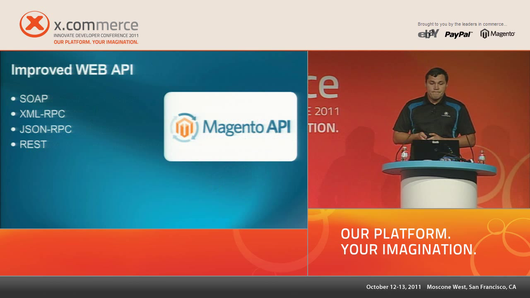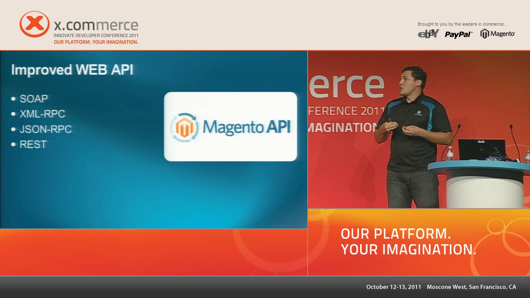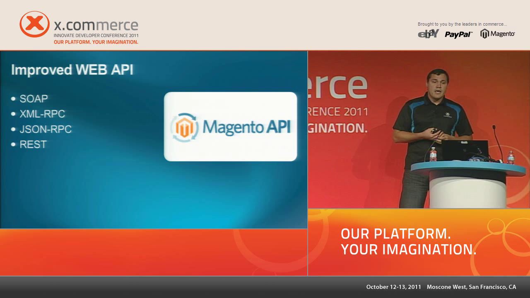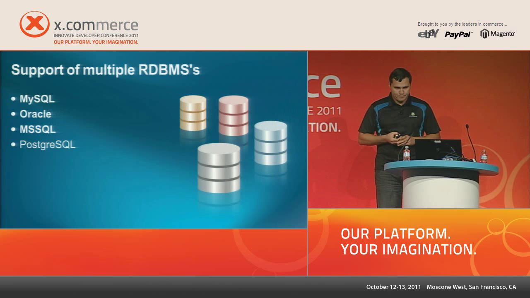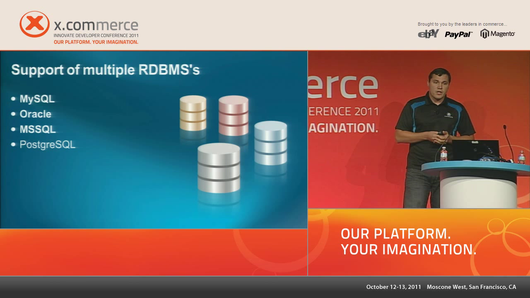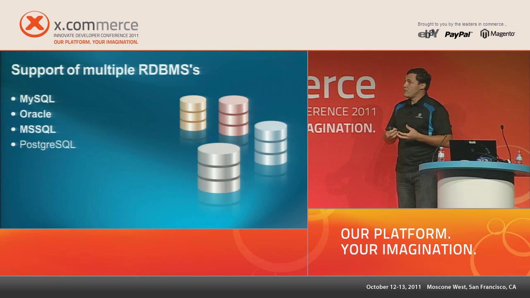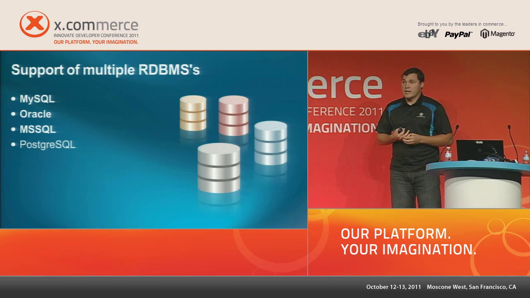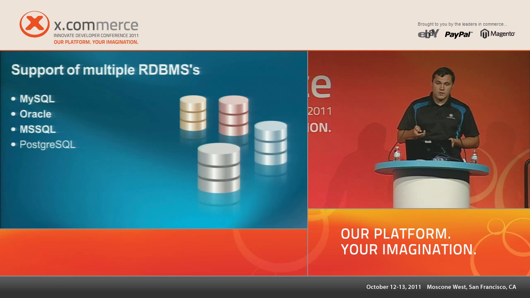From a web API perspective, we will extend the functionality that's already open with SOAP and XML-RPC APIs, and we will add support for REST and JSON-RPC as well. Magento, as I mentioned, already supports Oracle and MS-SQL, and uses MySQL as the default database storage. With Magento 2, we're planning to add a PostgreSQL adapter that will allow our merchants to run Magento with PostgreSQL.